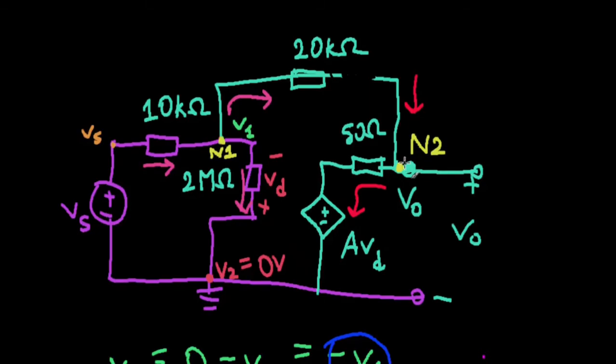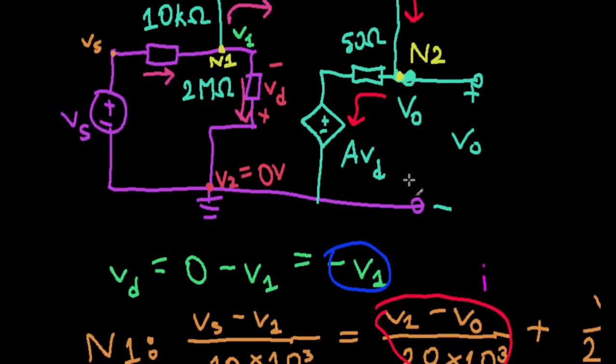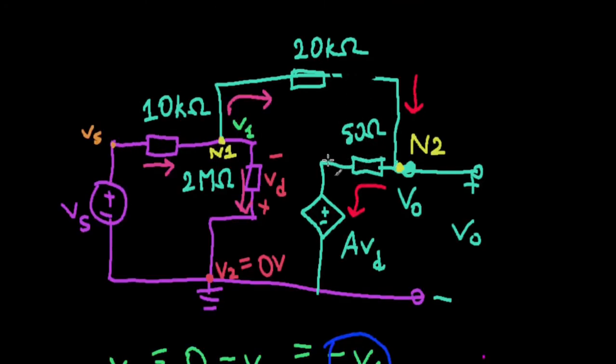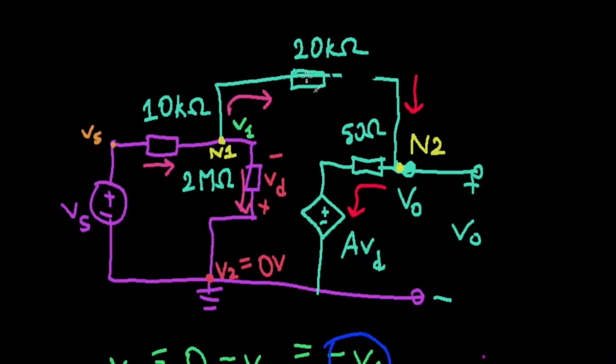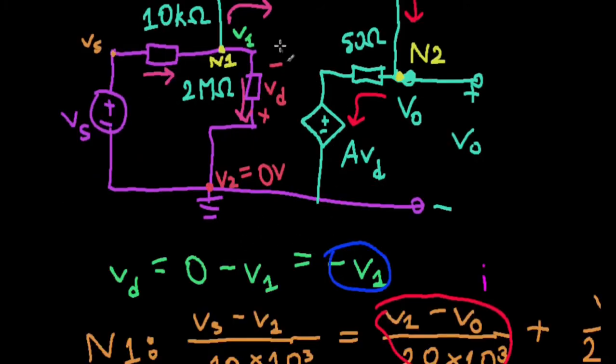This current is 0, and so V naught is going to exactly equal, because there is no potential drop here, V naught is going to equal A into V sub D, and V sub D being equal to minus V1 is still correct, even though this is open. It does not affect this part, so this is still correct.